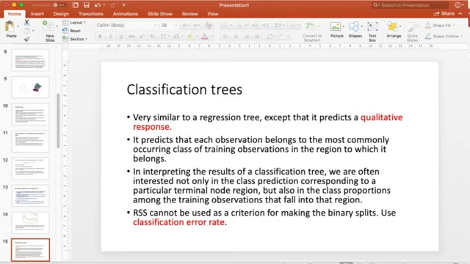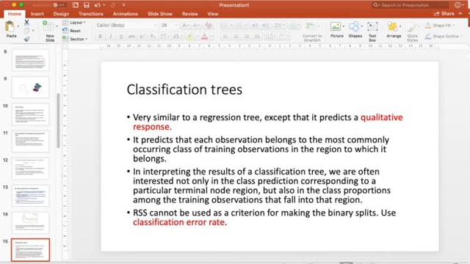So a classification tree is very similar to a regression tree, except that it is used to predict a qualitative response. So when you have a response variable in categories, then we use a classification tree. But basically the way you grow your tree and then do the cross-validation is the same. In a classification tree, each observation is predicted to belong to the most commonly occurring class of the training observations in the region to which it belongs.